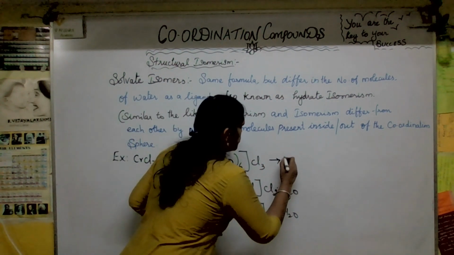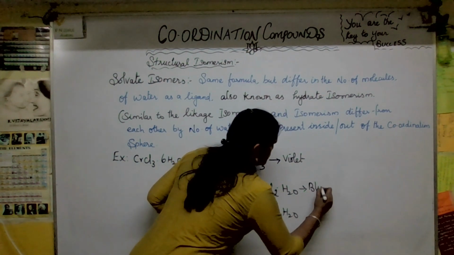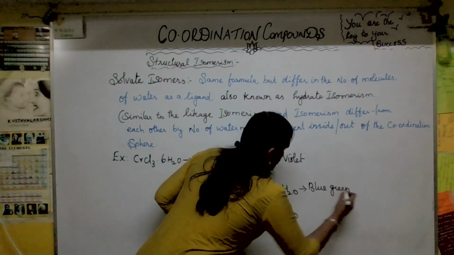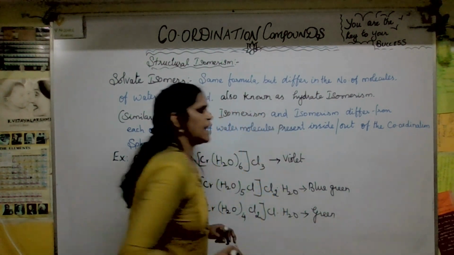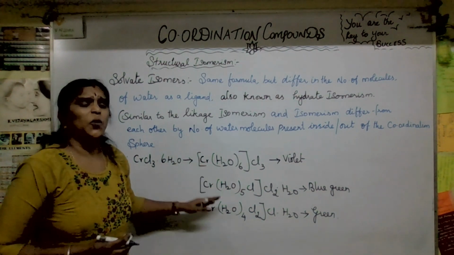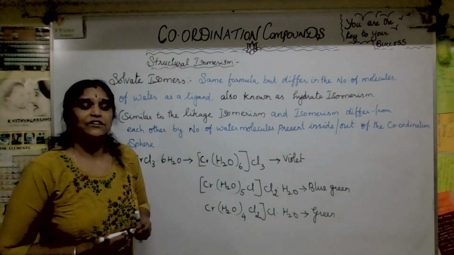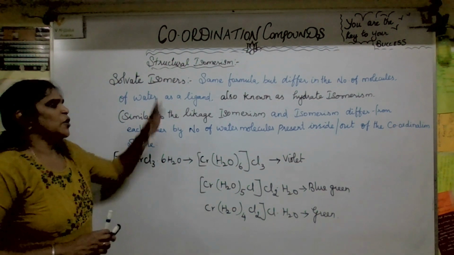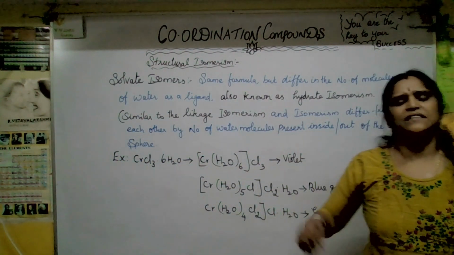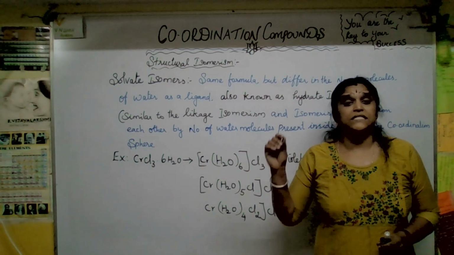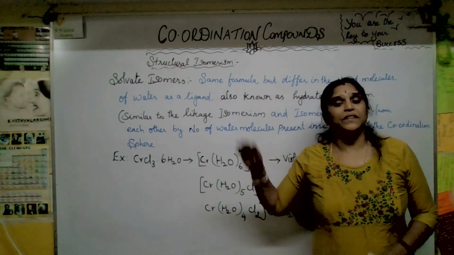Now, what is the color, you know? This is violet, this is blue green, and this is green. Easily we can identify. How to identify all this? If you put silver nitrate solution, it will answer for the chloride ion. Hope you are clear with that. All the isomers and examples, one or two more questions they may ask, and mainly they will ask to choose the correct answers. Okay, hope you are clear with that isomerism.